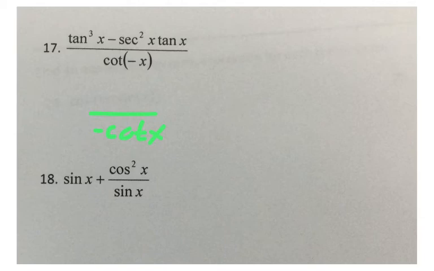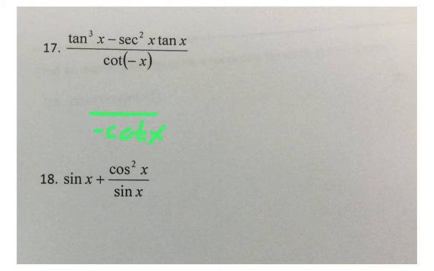Pythagorean identity. Well, the Pythagorean identity has to have squared trig functions. Oh, you can't take the square out of the cube. Can you combine the other tangent with the other tangent? Kinda.